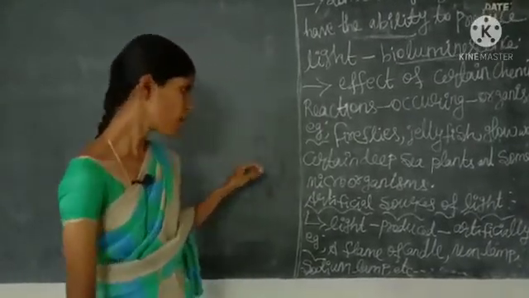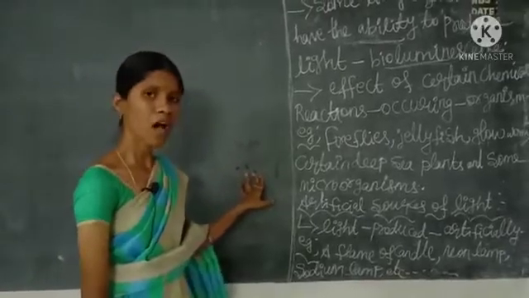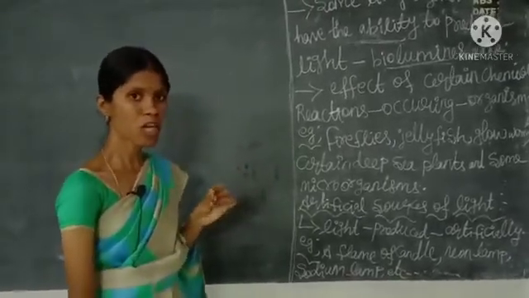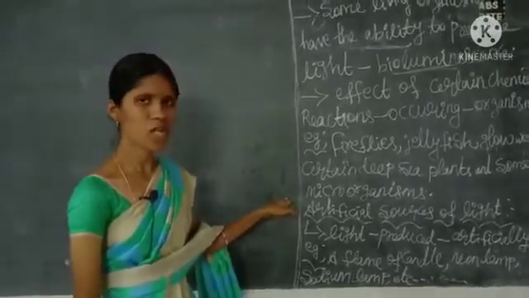For example, a flame of a candle, a neon lamp, a sodium vapor lamp, or an incandescent lamp. These all come under the category of artificial sources of light.